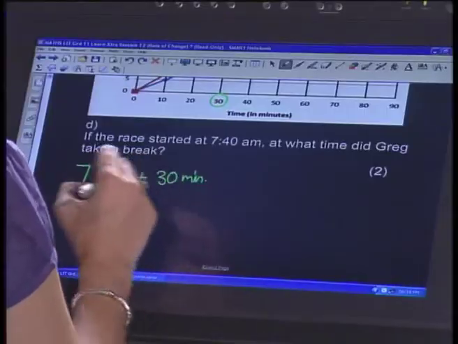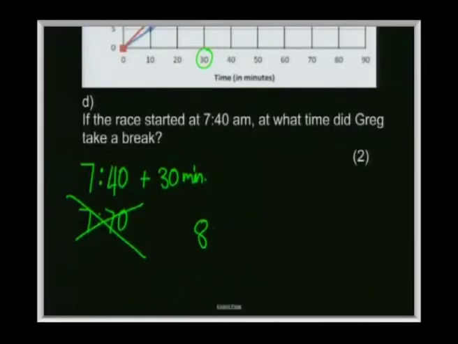And our answer is 8:10. And for good measure, say AM. Otherwise, you might get confused and think that he's been riding the whole entire day. Are we all clear on that? I hope so. Let's move on to the next question.